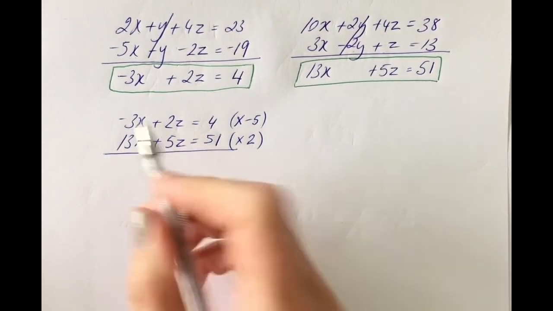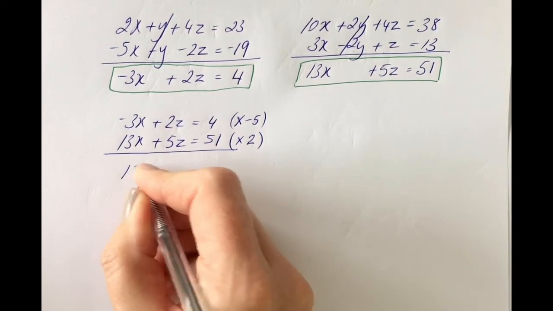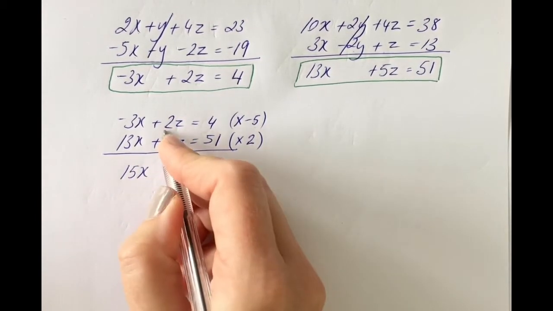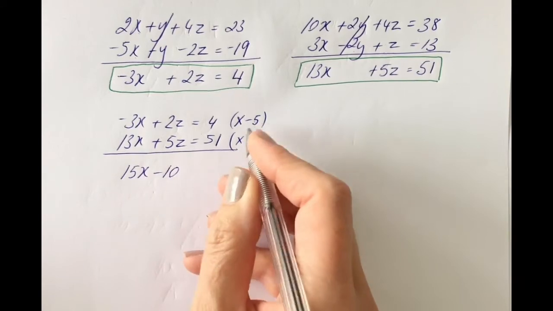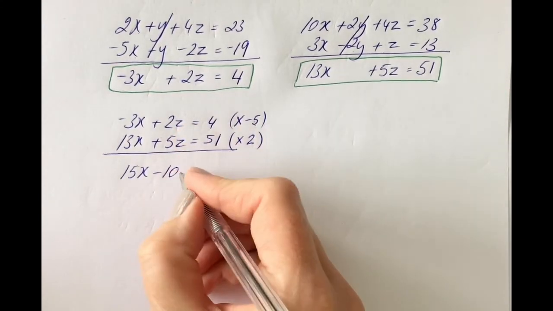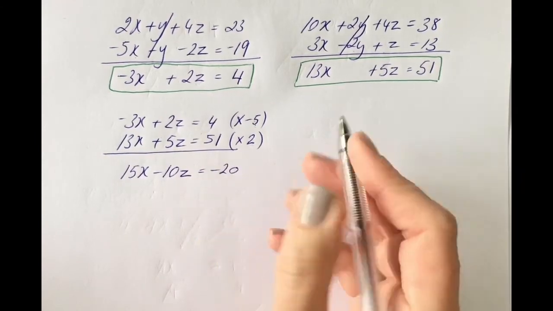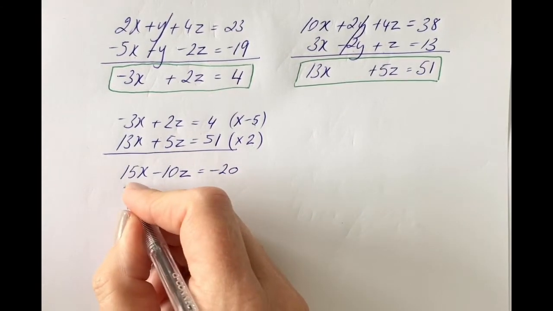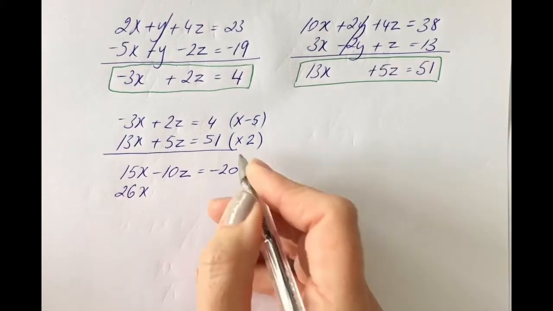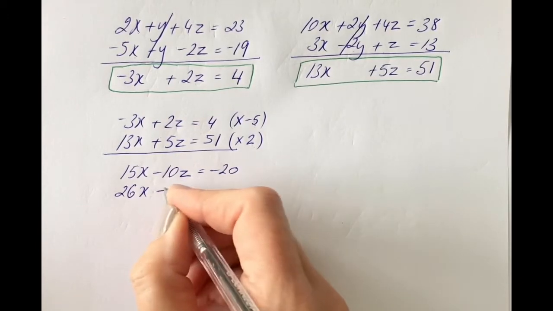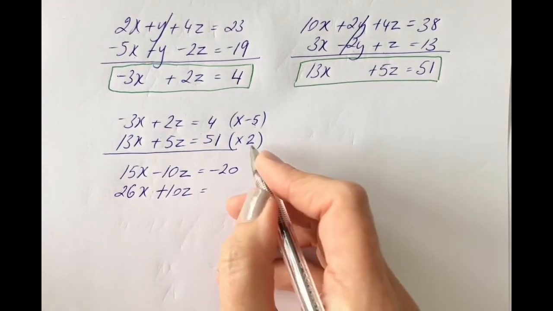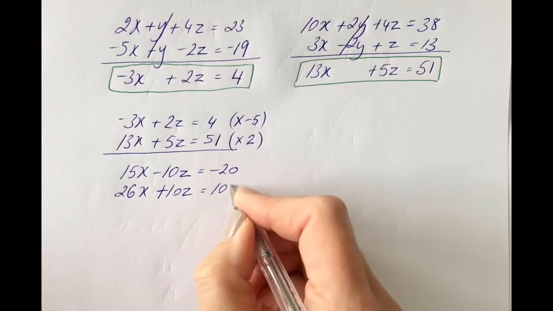Minus 5 times minus 3x is 15x, minus 5 times 2z is minus 10z, and minus 5 times 4 is minus 20. 2 times 13x is 26x, 2 times 5z is a plus 10z, and 2 times 51 is 102.